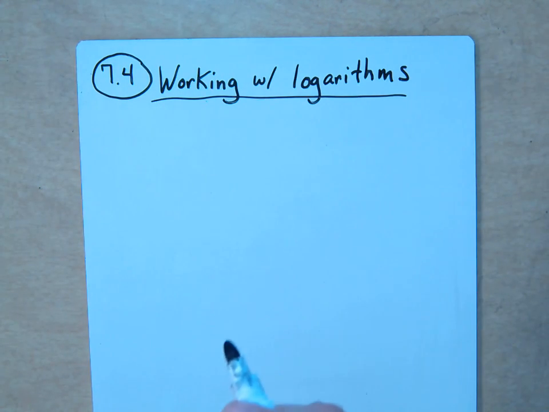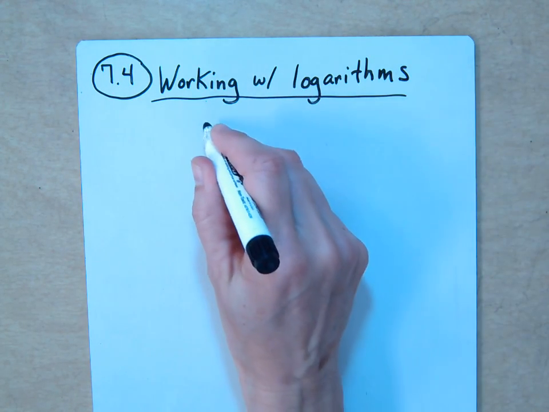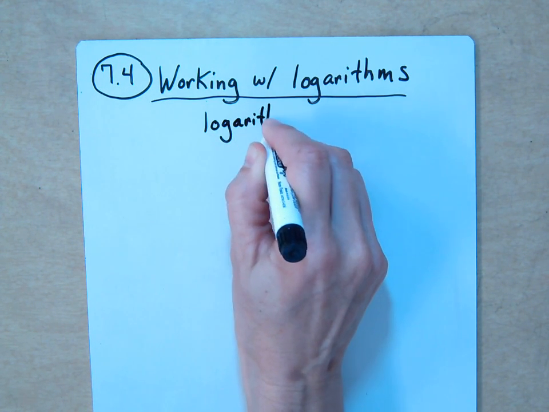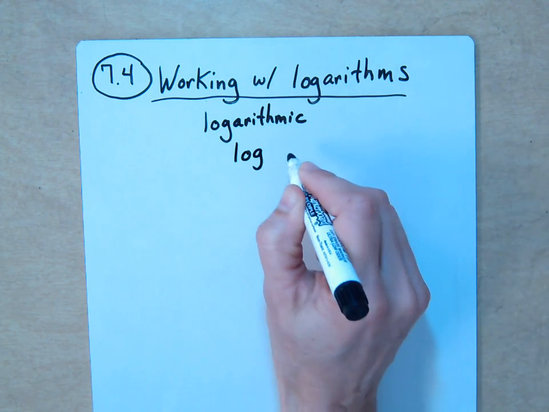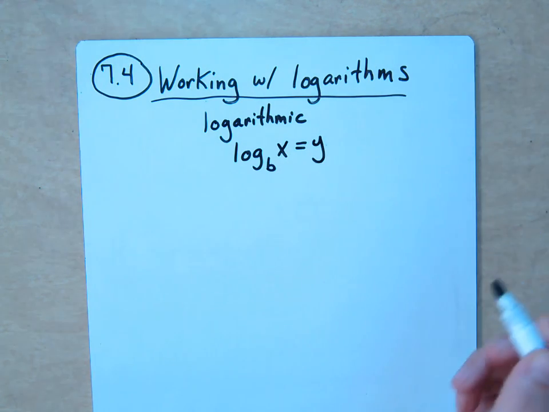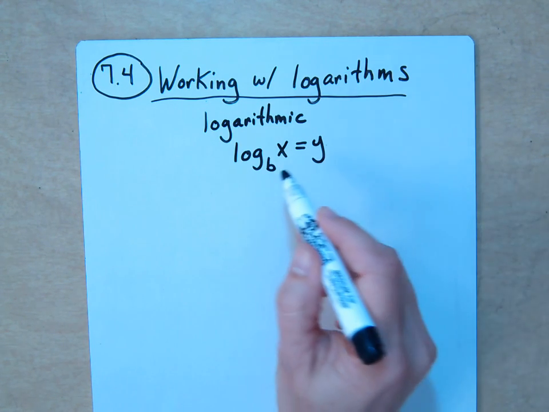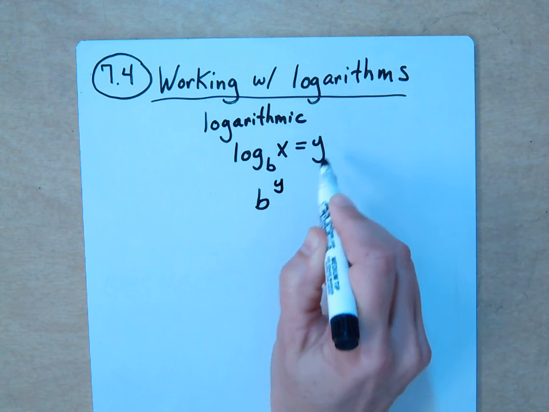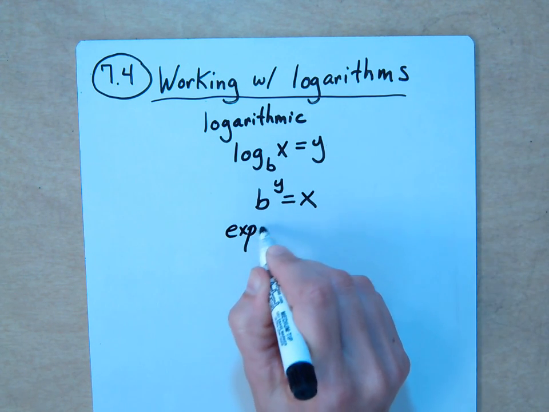So with logarithms, what you have to be able to do to help solve is go back and forth between logarithmic form, which looks something like log base b of x equals y. That's logarithmic, and exponential form would be like this. This is how you do it. You take the base b raised to the y power equals x, and that's exponential form.